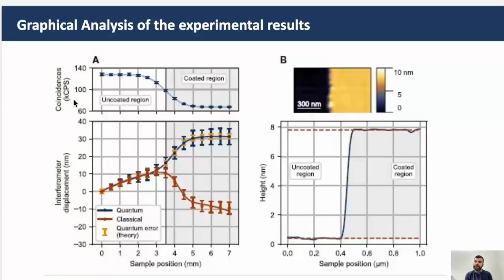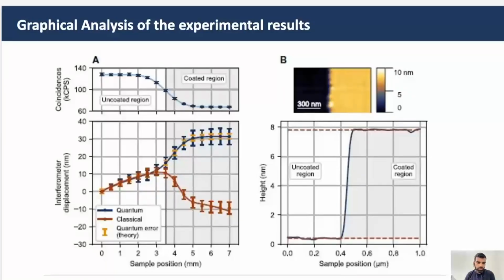The error bars in the quantum data are larger in the coated region, partially because the reduced photon count lowers the statistical precision, and partially from the slow phase drift during the scan. But crucially, the measurement is still accurate, and the theoretical error bars, assuming no drift, confirm the quantum system is performing close to the fundamental limit.